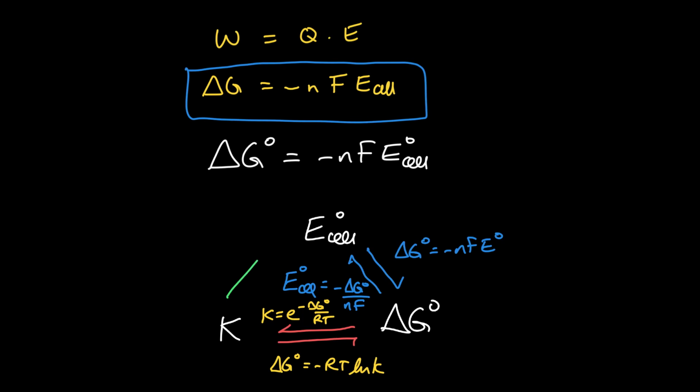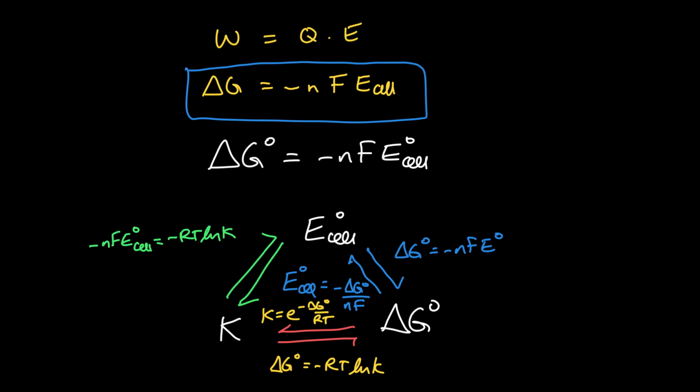And we can do the same kind of thing to relate K and E cell if we want to. In fact, we can just say, well, if delta G standard is minus RT log K and delta G standard is minus nFE, we can set them equal to each other. So what does that mean? That means that minus nFE cell is equal to minus RT natural log K.